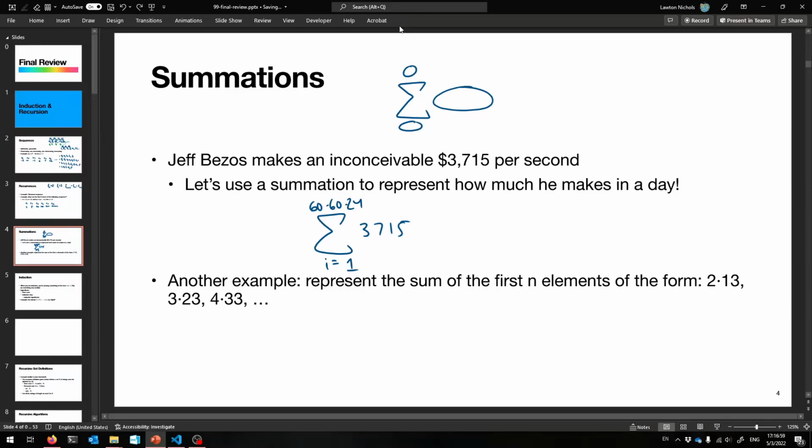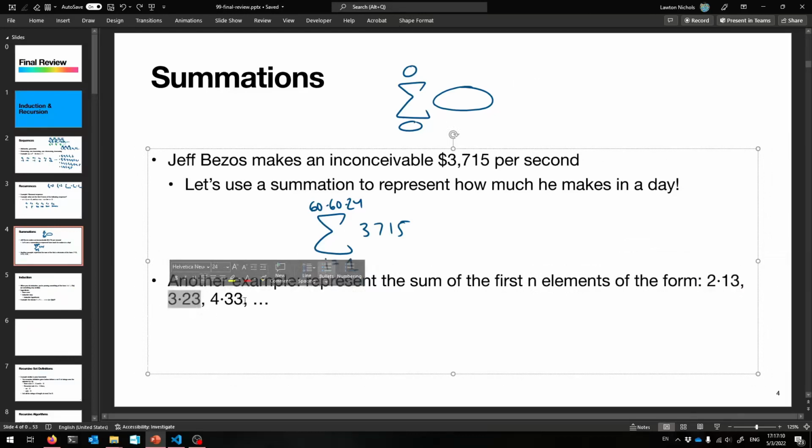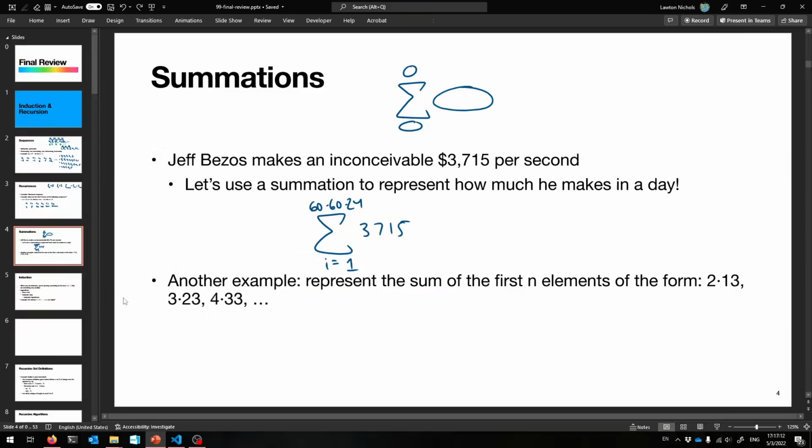Here's another slightly more involved example. Let's try to represent the sum of the first n elements of this kind of form. So 2 times 1^3 plus 3 times 2^3 plus 4 times 3^3. What would be the next one? Looks like the pattern is 5 times 4^3, right? Then the next one would be 6 times 5^3. You see the pattern now? So it seems like we have that going on.